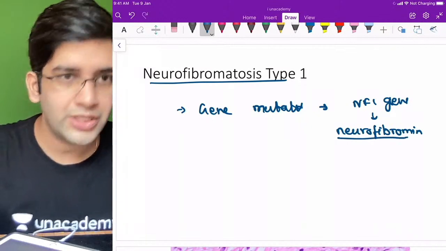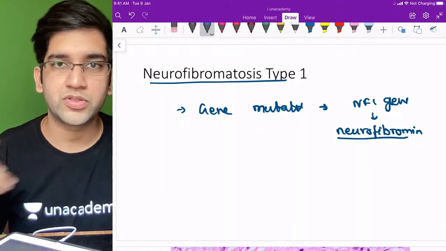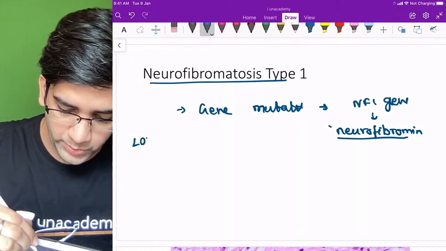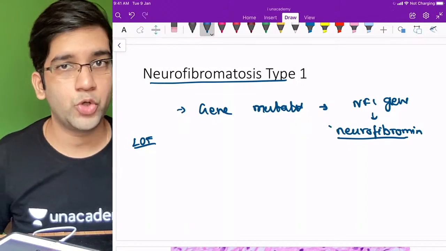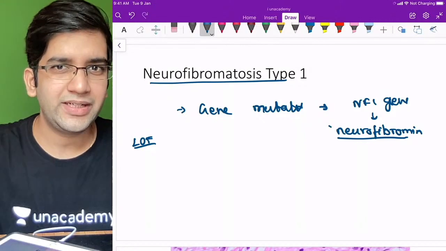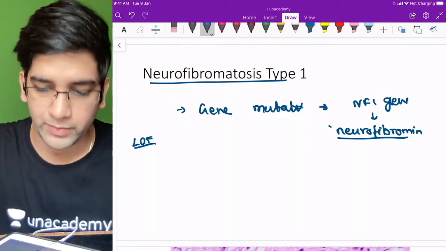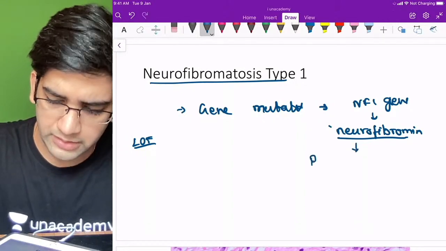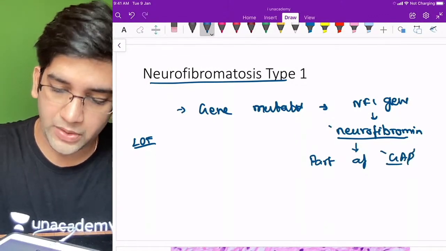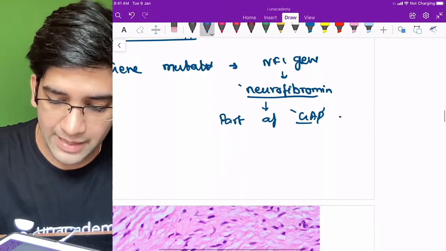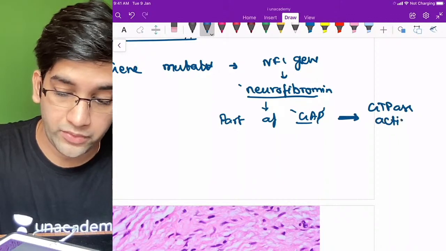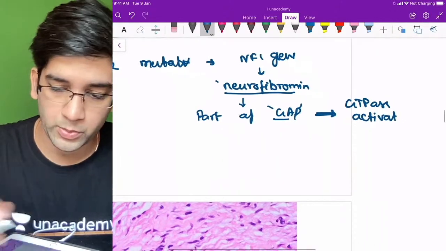So for this tumor suppressor gene, tell me what type of mutation you'll have: gain of function or loss of function? You'll have a loss of function mutation. So the disease-causing mutation is going to be loss of function. I'm writing in yellow in the corner. We'll see the normal function of neurofibromin, then how it causes the disease. Neurofibromin is part of a GAP domain. You must have heard about GAP when we read about the RAS pathway. GAP stands for GTPase activating protein. We are not talking about the mutation, just the function of neurofibromin here.